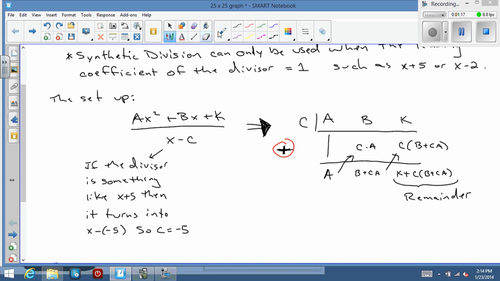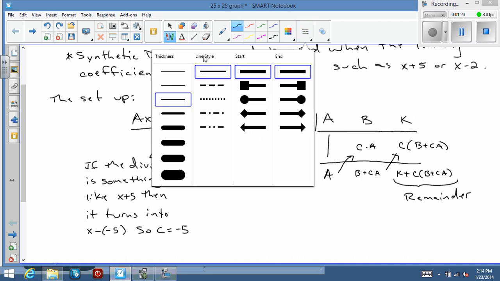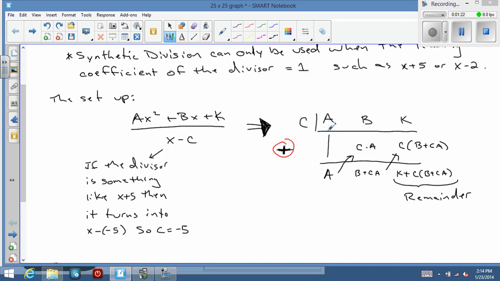And we are going to write the coefficients of the polynomial inside the box, A, B, and K. We do not put any variables. We will bring this A straight down, and what we do is we take C times A to bring up here, C times A, whatever that value is, and then we add.